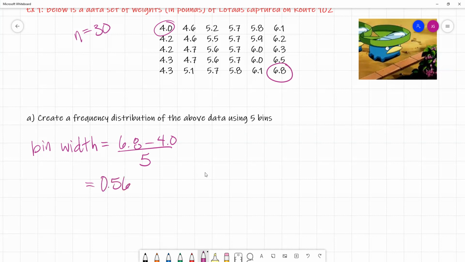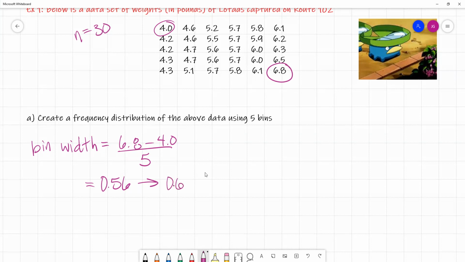And we always want to round up, okay? And we want to match the decimal amount on this bin width with the data values. Here we have all in the tenths place, so I want this to be in the tenths. And no matter what I have here, even if this was like 5.4, I'm going to always round that up to the nearest, in this case, tenth. So I'm going to go to 0.6, okay?